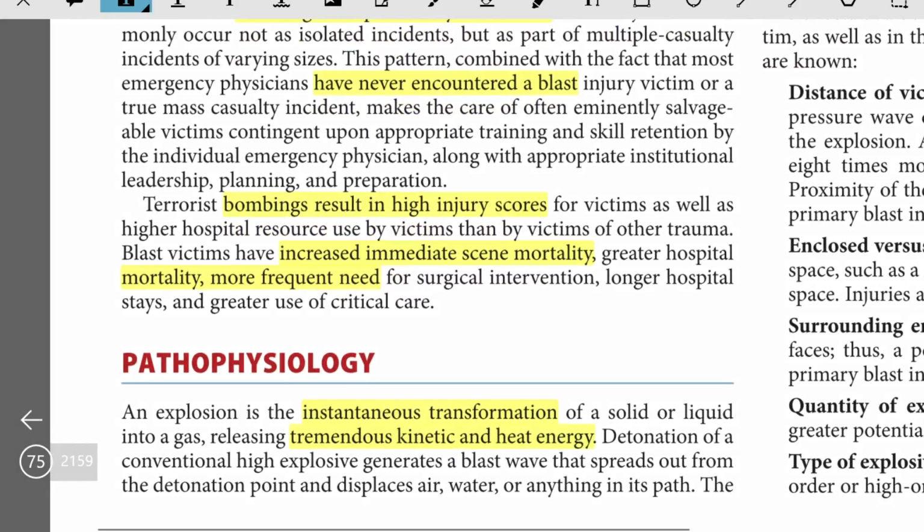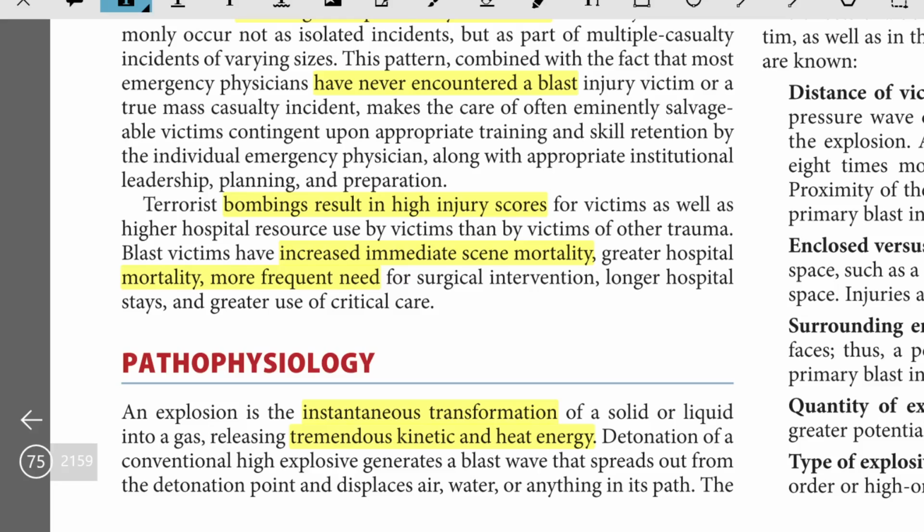So an explosion is an instantaneous transformation of a solid or liquid into a gas. So there is a state change, right? From a solid or liquid state to a gaseous state. There is a release of tremendous kinetic and heat energy along with it.